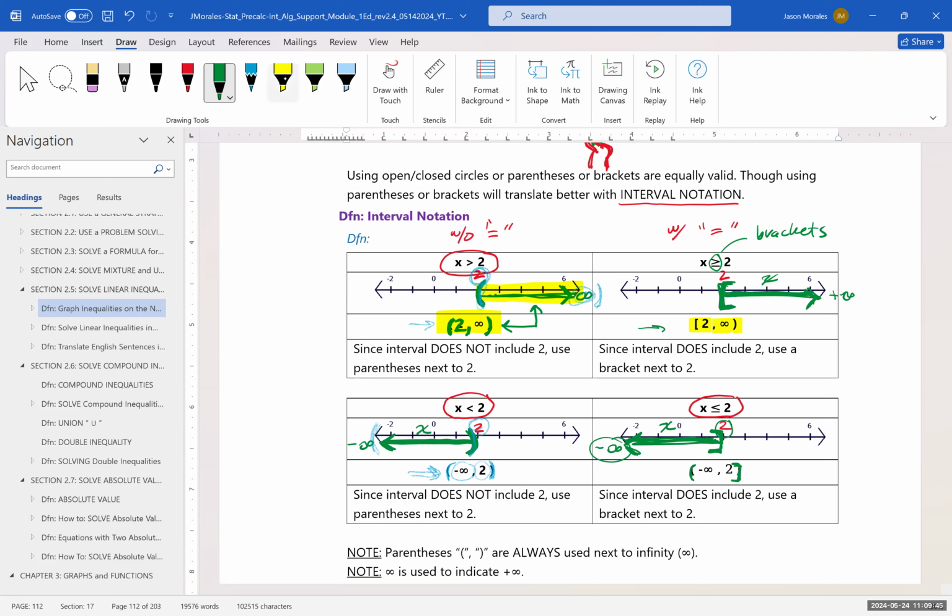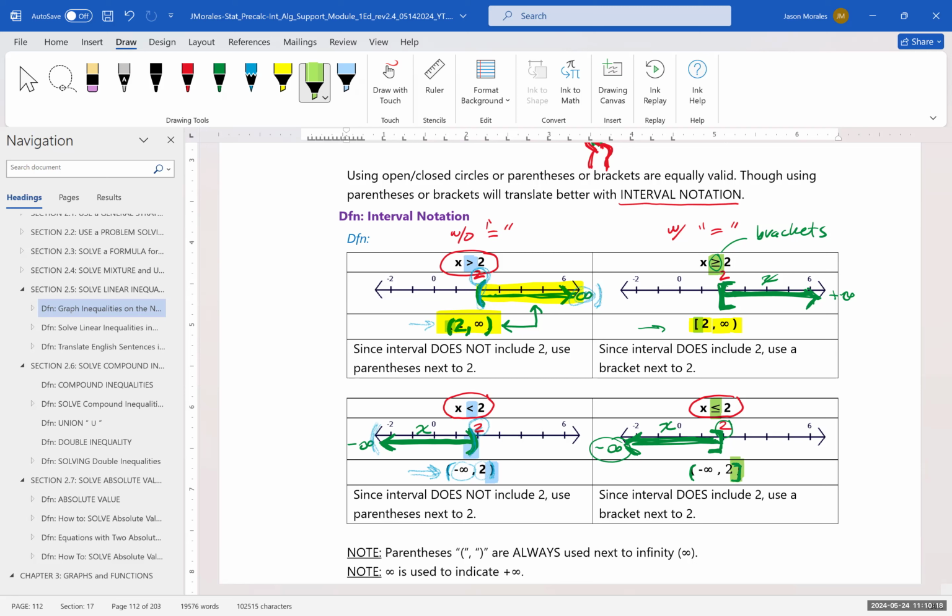All right, and so you'll notice that we change using parentheses and brackets based on the inequality that we've got. So here, since we had greater than or less than, we used parentheses on the 2. But when we had greater than or equal to and less than or equal to, then we used a bracket next to the 2.